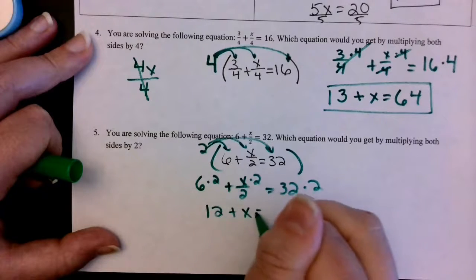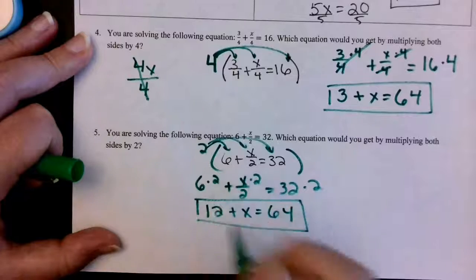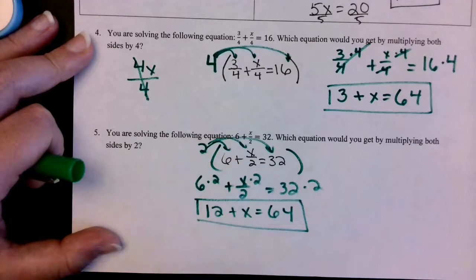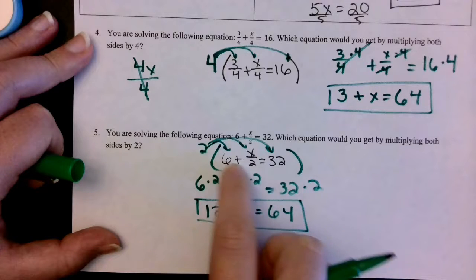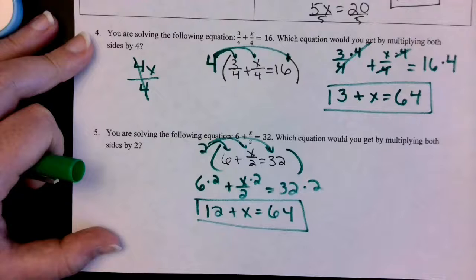12 plus x equals 64. And you need to multiply both sides of the equal sign by 2 so the equation stays balanced. If you just multiply this side by 2, it got heavier without doing that. So you need to multiply both sides by 2.